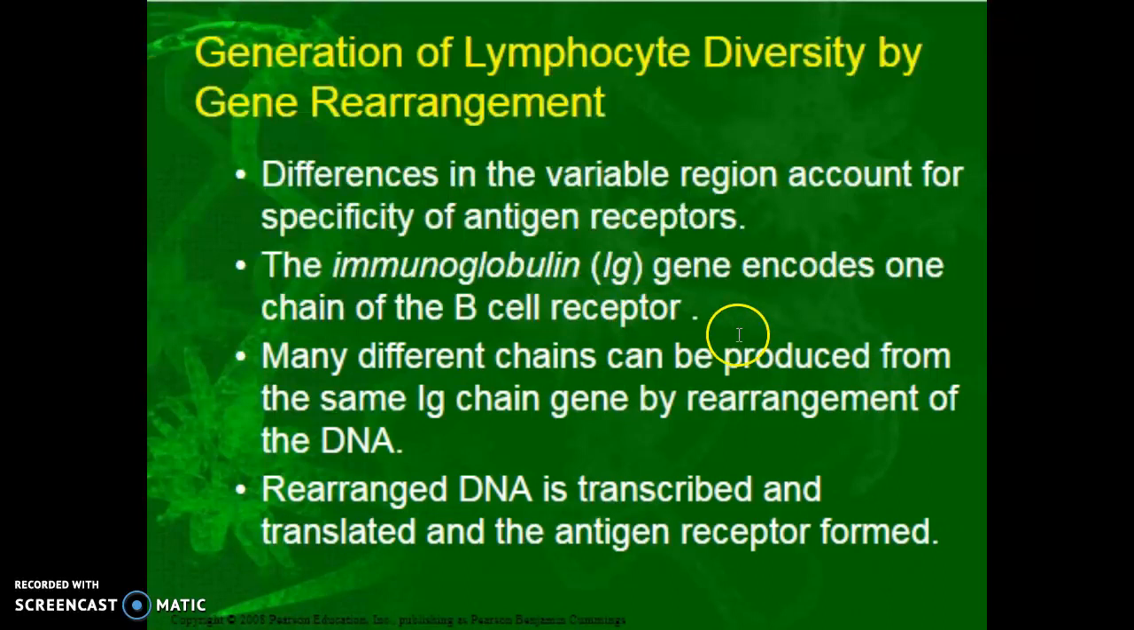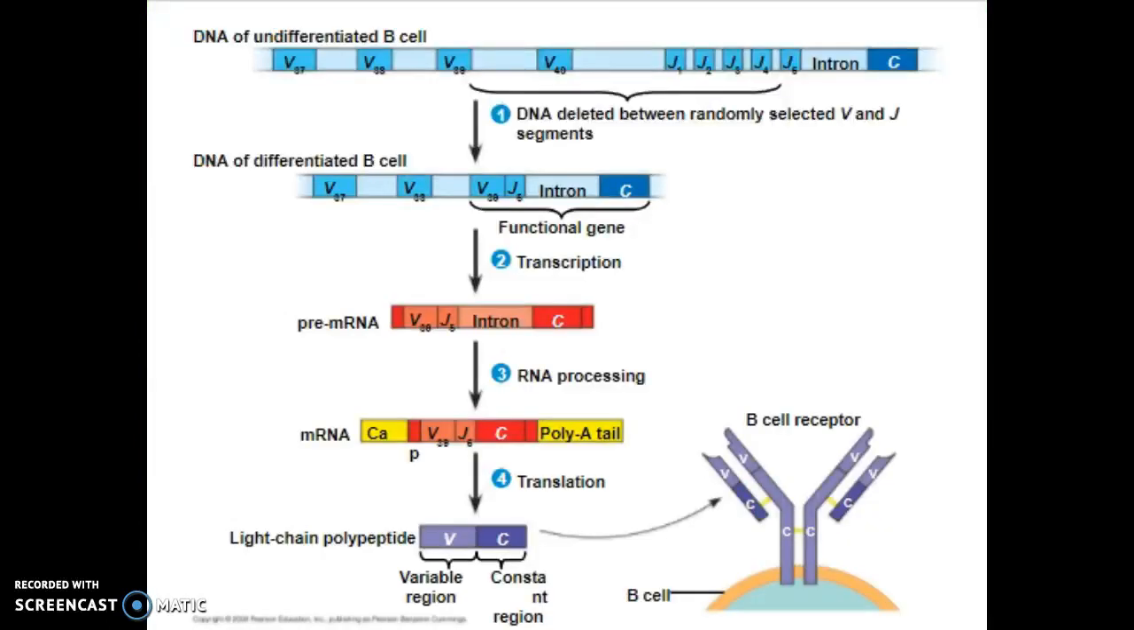The immunoglobulin gene encodes one chain of the B cell receptor. Many different chains can be produced from the same immunoglobulin gene by rearranging the DNA. We'll talk lots about that in the spring, and I'll tie you back to this stuff. But essentially, we can move our genome around. We can express different proteins differently, and that's going to allow us to have different receptors on our B and our T cells.